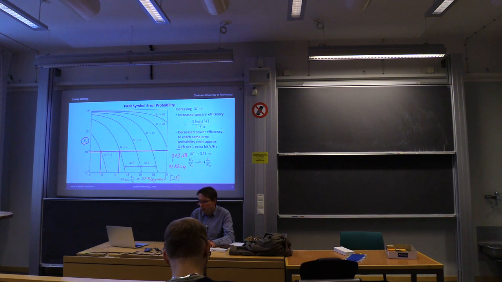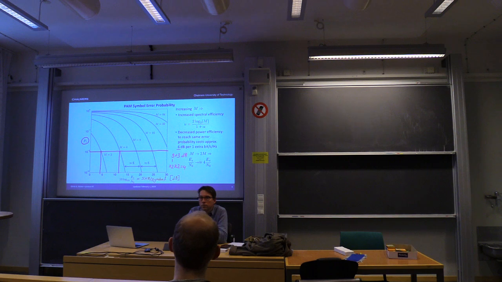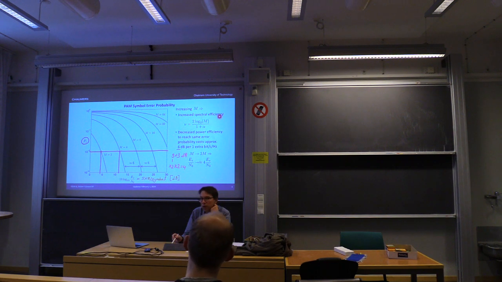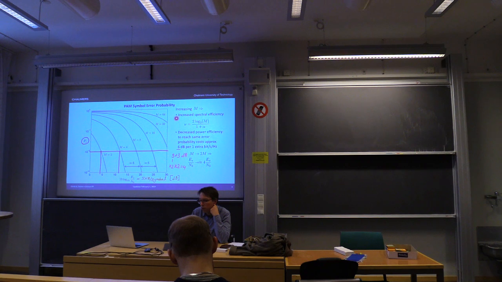Okay, and one can see this easily from the formula if one likes. We just look at the argument for the Q function, which is the important thing, and see how that scales. So any questions before we continue? Okay, so the take-home message is like this: if we want extra spectral efficiency, we have to pay with power. If we want to reduce power, we need to accept a lower spectral efficiency.